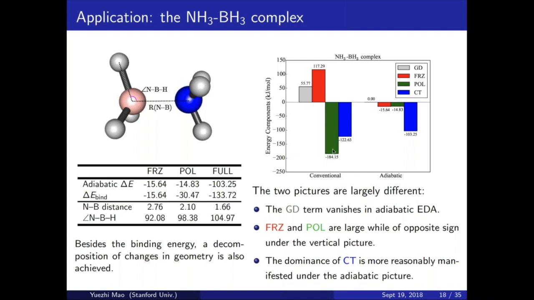In the vertical EDA picture, the frozen and the polarization are two very large terms, but they are of opposite sign. This is because in this strong dative complex, the intermolecular distance is short. But in the adiabatic EDA picture, they are just two very small negative terms. And the dominance of the charge transfer is more reasonably shown under this adiabatic EDA picture.